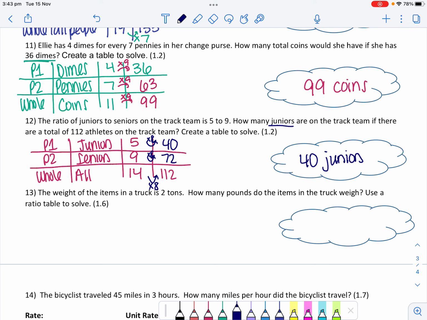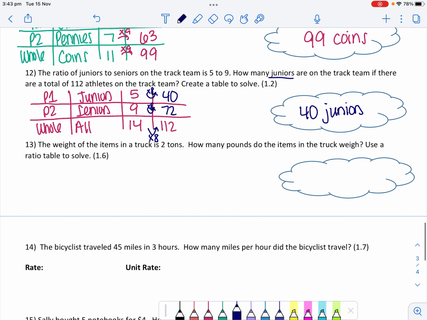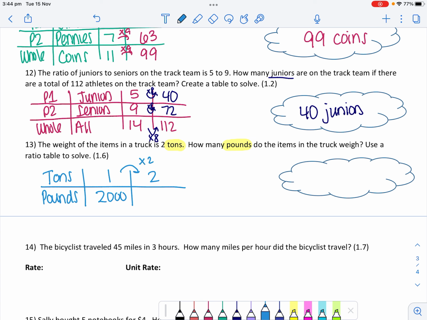13 says the weight of the items in a truck is 2 tons. How many pounds do the items in the truck weigh? So tons and pounds are my 2 units. So I'm going to create a table that relates tons to pounds. There are 2,000 pounds in 1 ton, and I have 2 tons. So 4,000 pounds.